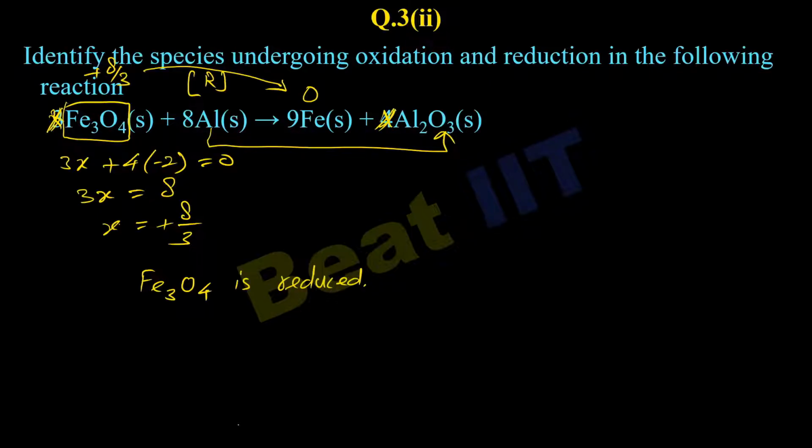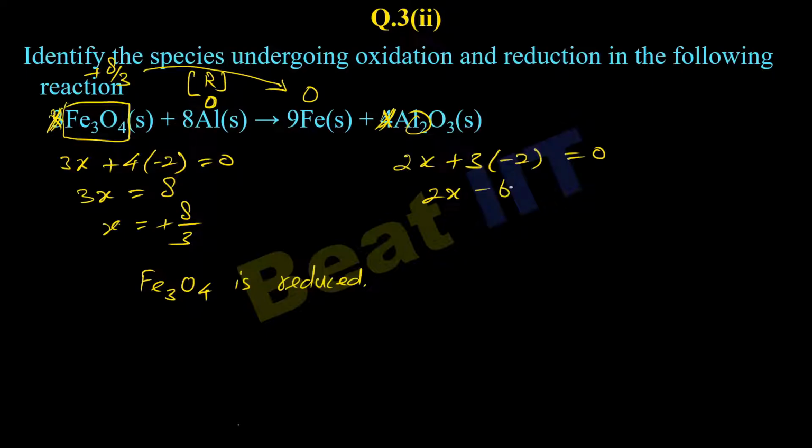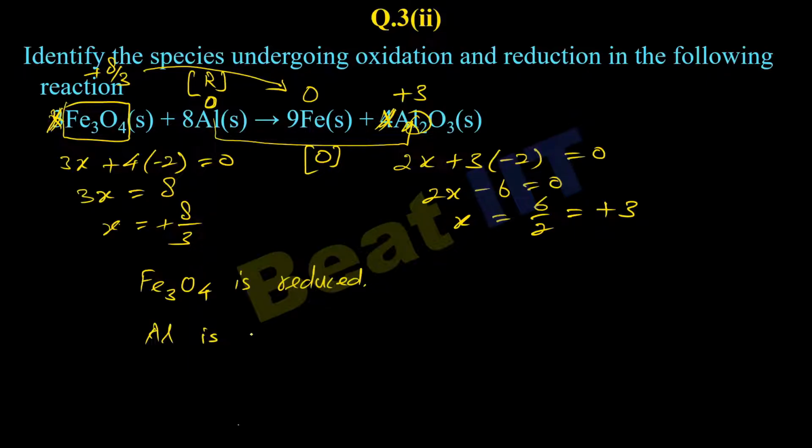Now consider this part, Al to Al2O3. Here aluminium is in its free state, so it is 0, standard free state, oxidation state 0. Here sum of oxidation states will be 0. You have 2 aluminiums, let it be 2X plus 3 times oxygen, sum will be 0. 2X minus 6 equals 0, X will be equal to 6 by 2, that is plus 3. It means oxidation state has increased, it is oxidation. Aluminium is oxidized.